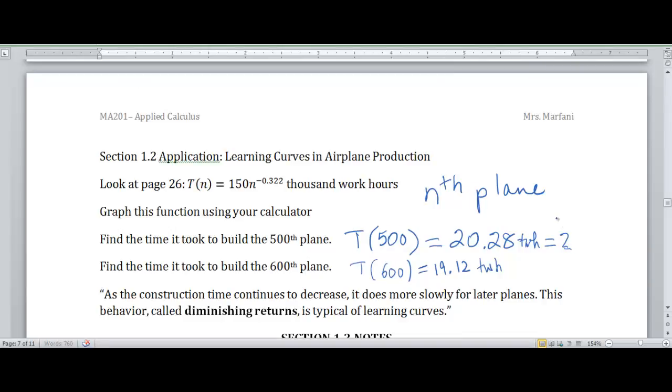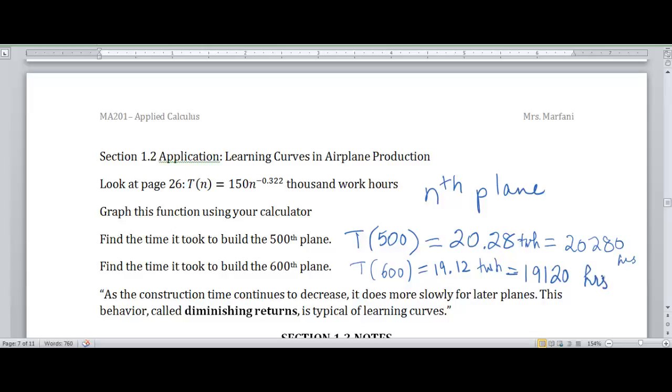Similarly, if it was 1,000,000, you could multiply by 1,000,000, 10,000,000, whatever it is. So if you don't know how to do the decimals, then you can multiply. And basically it's the number of zeros, right? If it's 1,000, that's 3 zeros, you move the decimal 3 spaces to the right. 20,280 work hours. I'll just say hours. And this is 19,120 work hours.